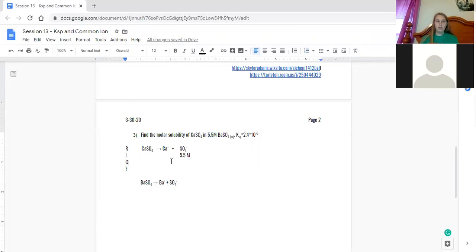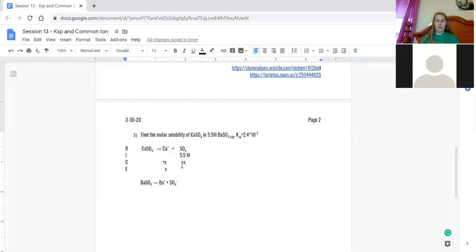Just like before, we know our change. It doesn't really matter what it does on this side because we're just talking about KSP, and so the KSP is going to be on the other side. So we have plus x here, and we have plus x here still. So because of that, we know that we're going to have our equilibrium value of x.